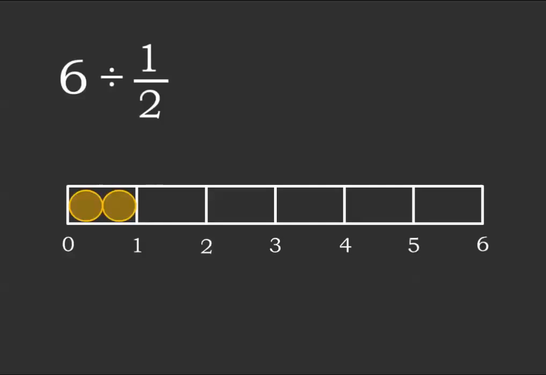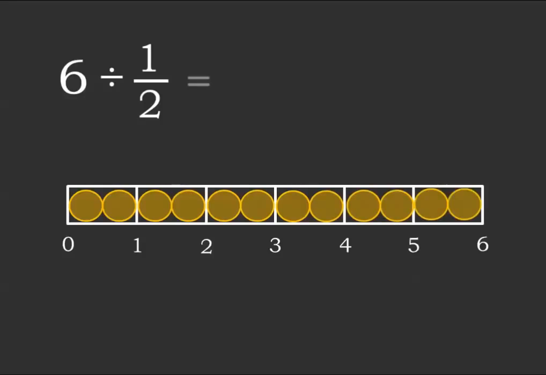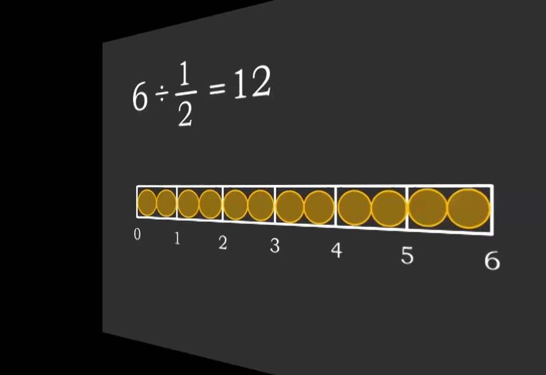So now imagine how many of those half-size pieces would you have in the whole chocolate bar? The next picture shows if you broke the whole thing up into half-size pieces, you'd have 12 altogether. And that's why 6 divided by a half equals 12.